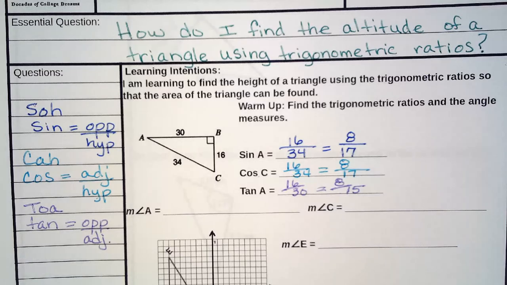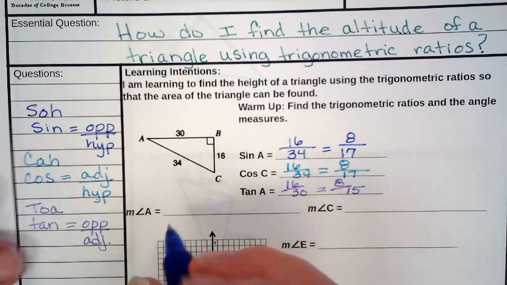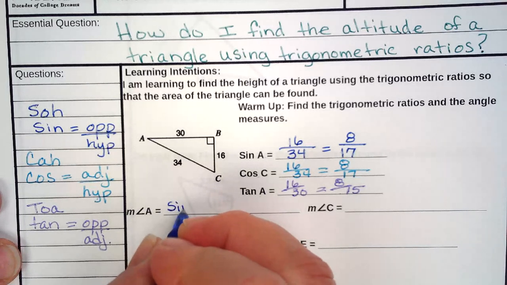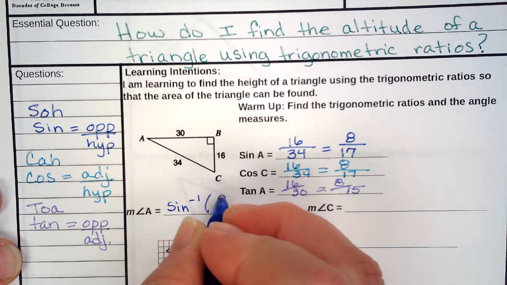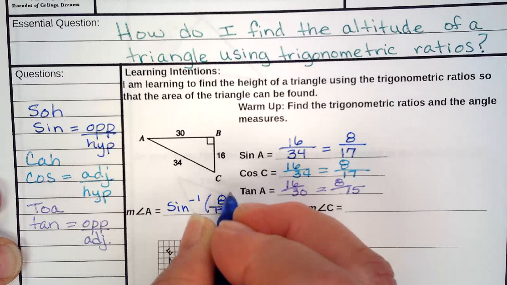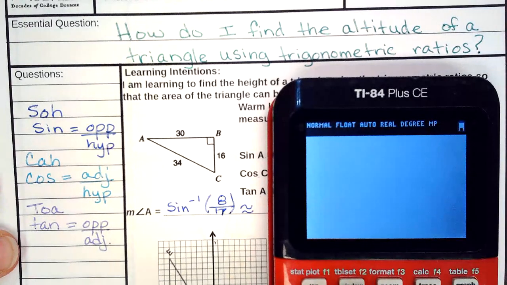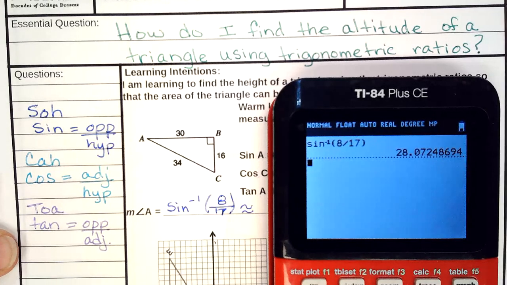Okay, what do we do to find an angle measure? We use one of the inverses. For angle A, we can use sine or tangent, whichever we want. I'm going to use sine inverse because it's the top one, of 8 divided by 17. So I've got second sine 8 divided by 17. Close it off, hit enter. It's 28.1.